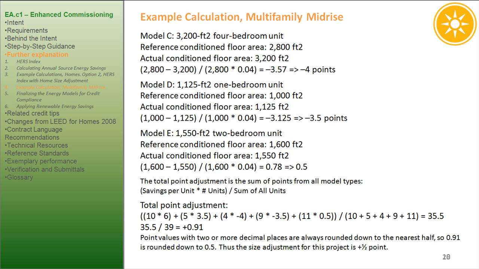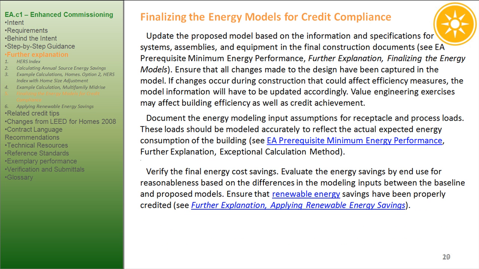Point values with 2 or more decimal places are always rounded down to the nearest half, so 0.91 is rounded down to 0.5. Thus the size adjustment for this project is positive half point. Finalizing the energy models for credit compliance. Update the proposed model based on the information and specifications for systems, assemblies, and equipment in the final construction documents.